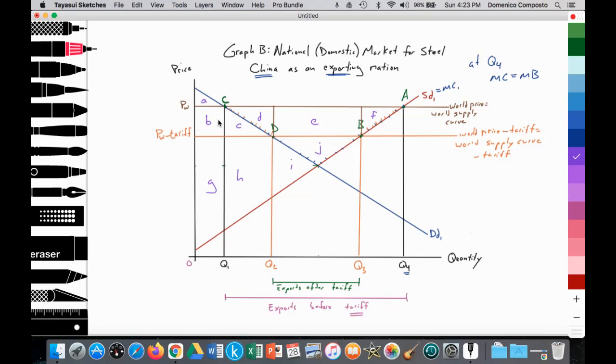Maybe perhaps I'll give you a quick analysis. And again, all these notes will be in the information section of the video, and then we'll get into the evaluation. So as can be seen, we have a graph B, illustrating the national or domestic market for steel in China, China as an exporting nation. We have price measured on the x-axis, quantity measured on the y-axis. We have an upward sloping supply in the domestic economy, according to the law of supply, labeled SD1, which is equal to our global marginal costs of production. And we have our downward sloping demand curve in the domestic economy labeled DD1.